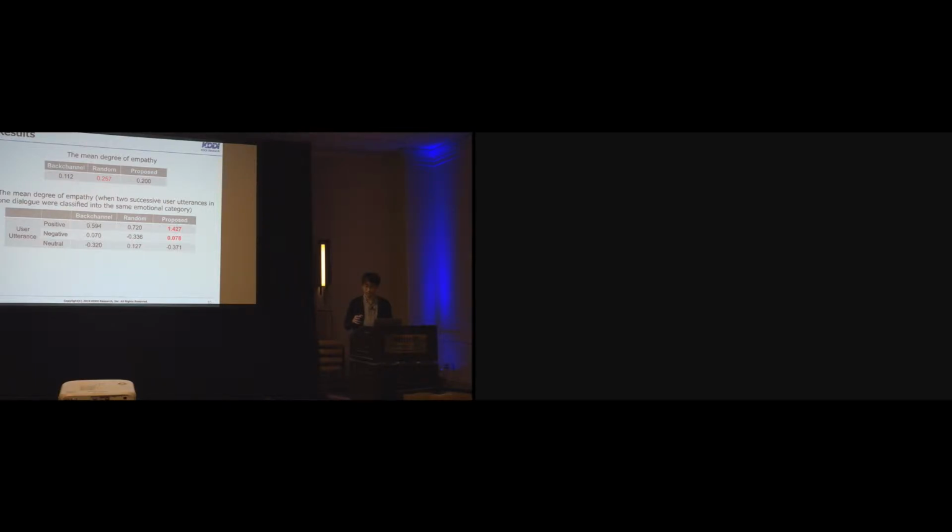in each method. The second one is the mean degree of empathy when 2 successive user utterances in one dialogue were classified into the same emotional category. As a result of the second table, when the user utterances are classified into positive or negative, the mean degree of empathy is the highest. On the other hand, when the user utterances are classified into neutral, the mean degree of empathy is the lowest.